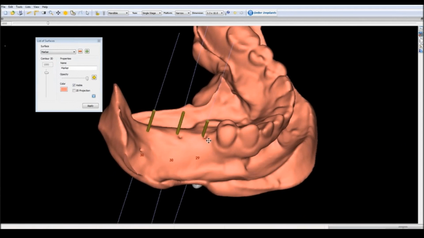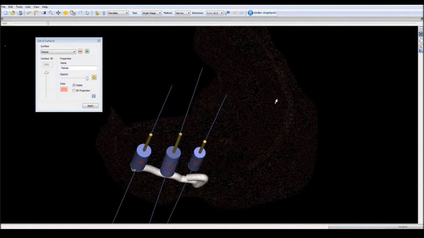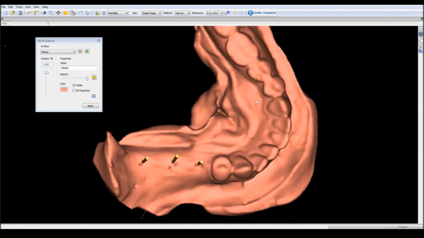I often will put divots in the model before I scan it as a frame of reference. So this divot's 4 millimeters distal from this bicuspid. This divot's 8.5 millimeters distal from the first, so that I can see exactly where I am on the arch.